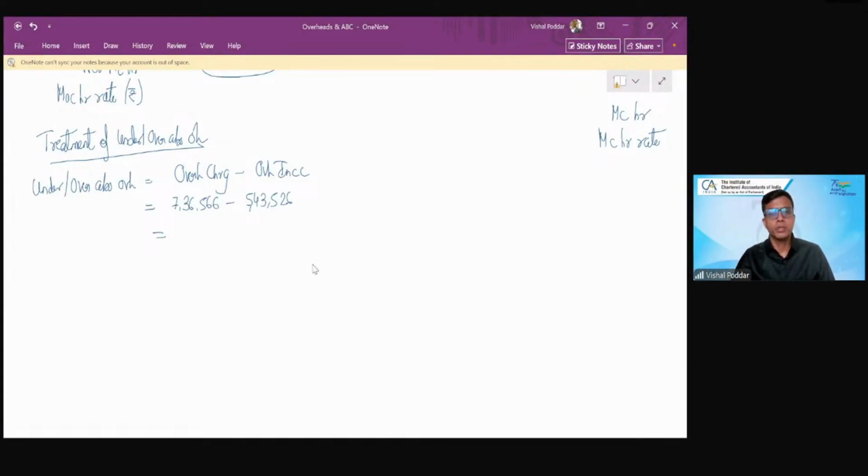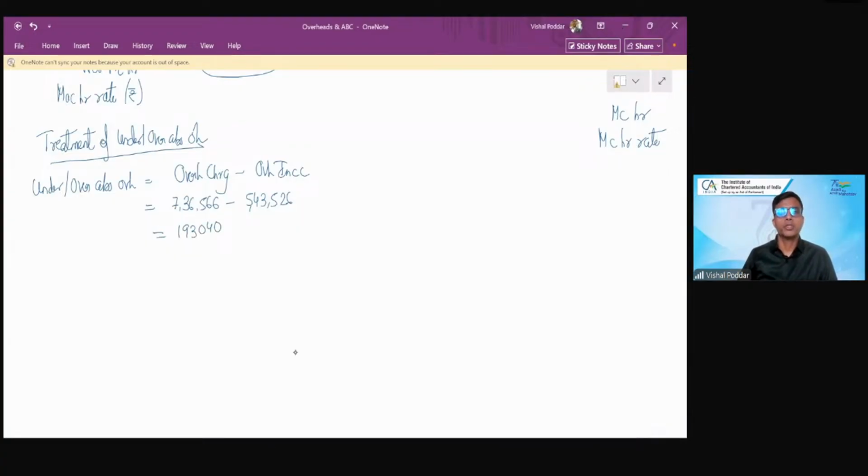Yes, can anybody give me this difference? 193040. Someone is giving me 193,140. So two people have given me 193,040. One is Samriddhi, one is Tejaswin. So I'm believing this is the correct answer and not 193,140. So I'm taking 193,040. Yes, it is 040 only.